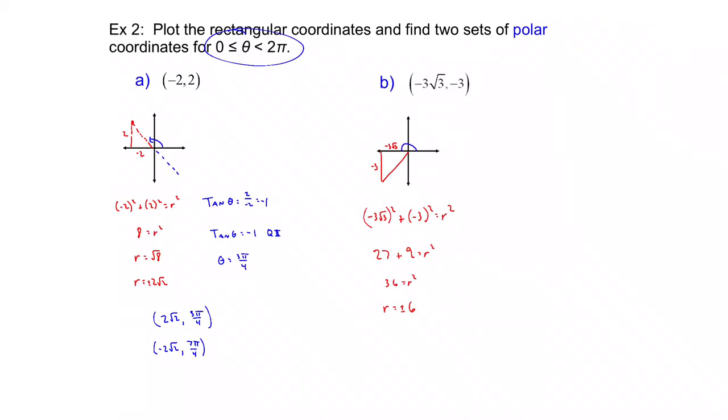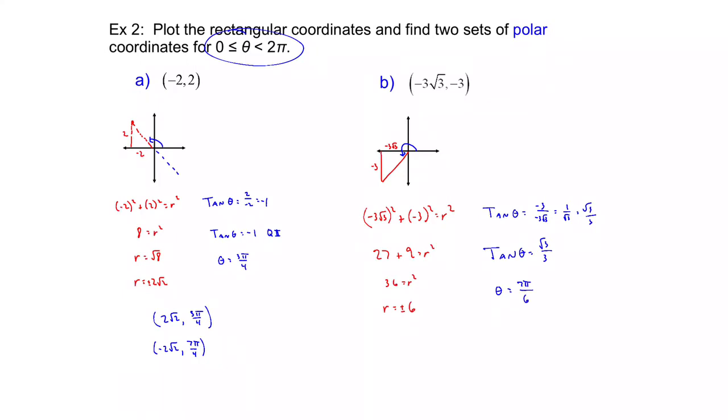Now we want to know what this angle is. So we'll do the same thing as we did last time. We'll use tangent of theta, and that would be negative 3 over negative 3 square roots of 3, which would be equivalent to 1 over the square root of 3, or square root of 3 over 3. So where is tangent of theta equal to the square root of 3 over 3, but in quadrant 3? For this one, that'd be pi over 6, and pi over 6 in quadrant 3 is 7 pi over 6.